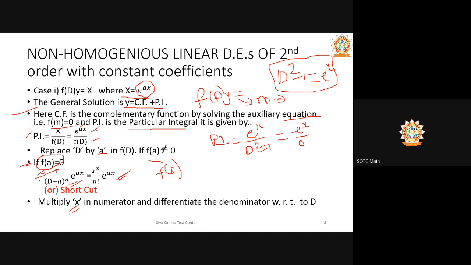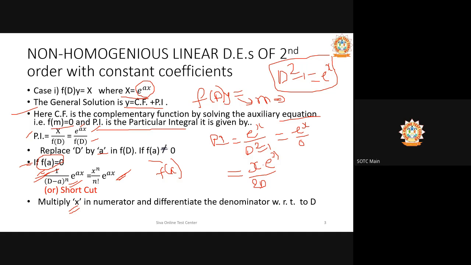So you need to utilize this formula, 1 by d minus a whole power n into e power x is equal to x power n by n factorial into e power x. So you can apply this, or else see the shortcut once. Now what to do is, I add x in the numerator, x into e power x, divided by the differentiation of the denominator with respect to d. So what is the differentiation of d square? 2d, minus differentiation of constant is 0.